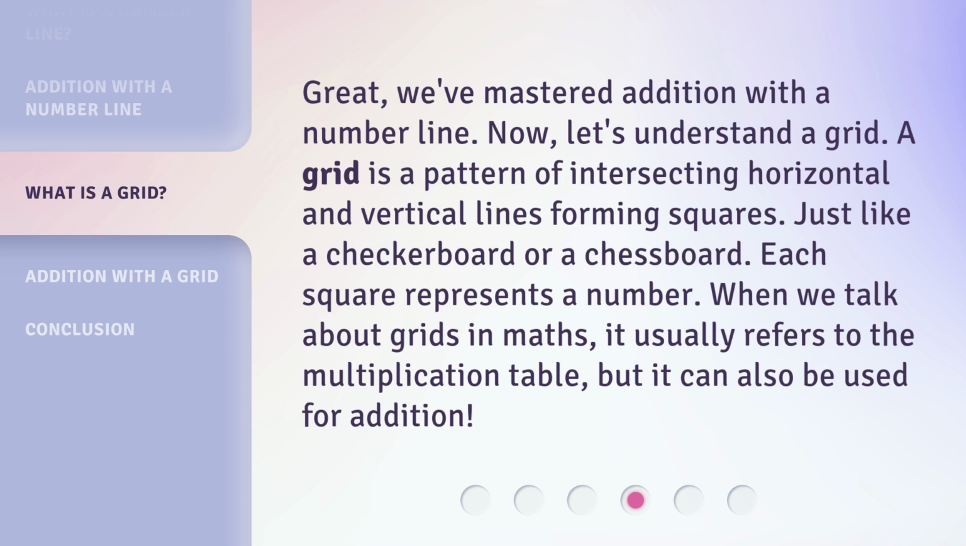Now, let's understand a grid. A grid is a pattern of intersecting horizontal and vertical lines forming squares. Just like a checkerboard or a chessboard, each square represents a number. When we talk about grids in maths, it usually refers to the multiplication table, but it can also be used for addition.